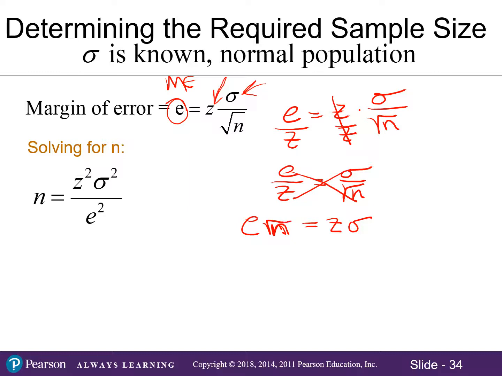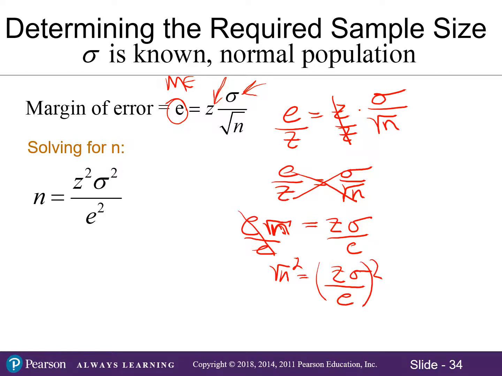Again, remember your goal: I want to solve for n, so now I'm going to divide by E. E divided by E gives me 1. That's essentially multiplying by nothing. So now I'm left with the square root of n equals z sigma over E, and then to get rid of the square root, I'm just going to square both sides.